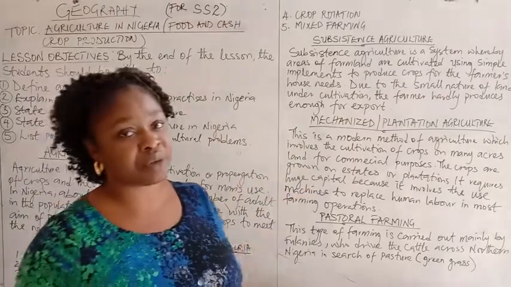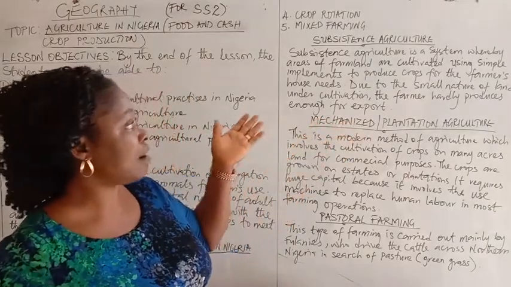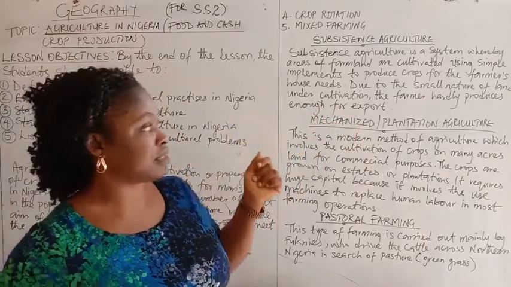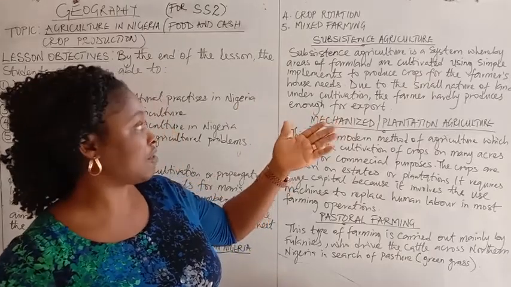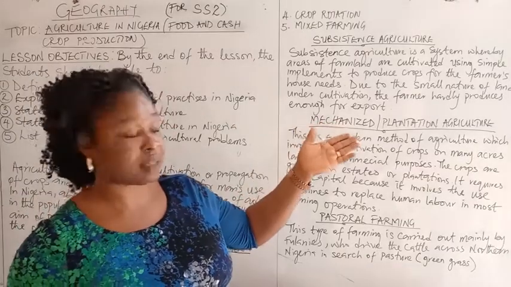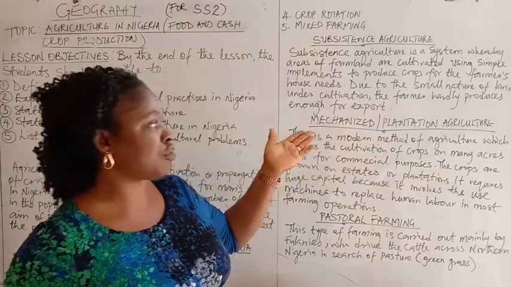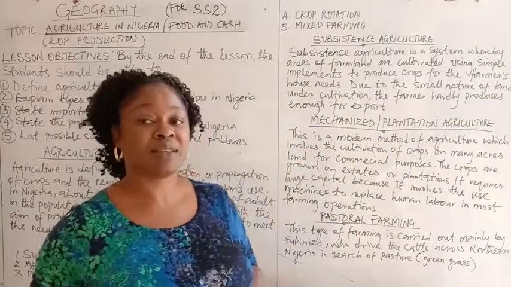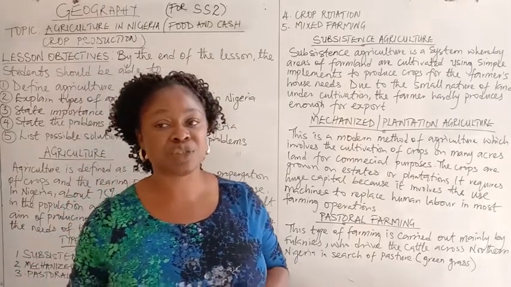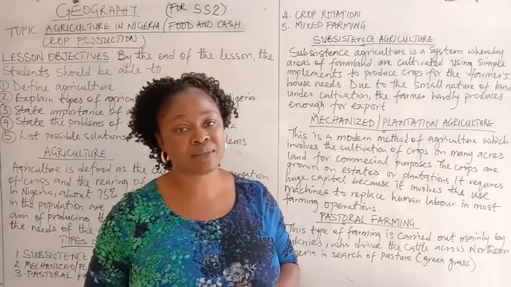The subsistence agriculture is a system whereby small areas of farmland are cultivated with simple implements to produce crops for the farmers' household needs. Due to the small nature of land under cultivation, the farmer hardly produces enough for export. Under the subsistence system of farming, bush fallowing and shifting cultivation are the most common types.